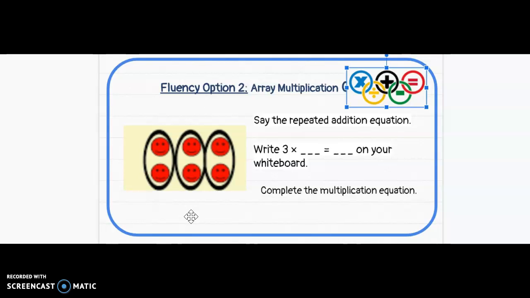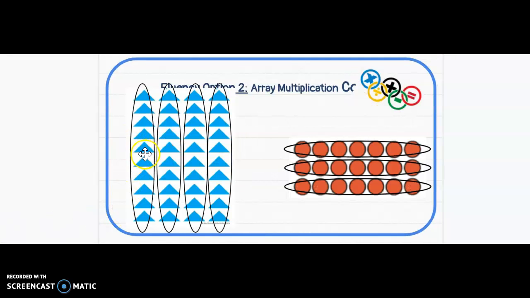When I say waterfall, show your boards. 1, 2, 3. Waterfall. You're right. You should have 3 times 2 equals 6. Now let's take a look at more arrays. So here, take a look at the triangles.